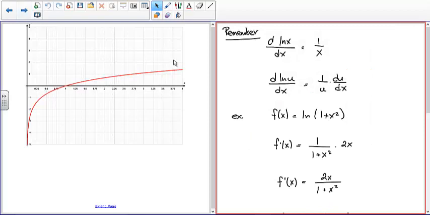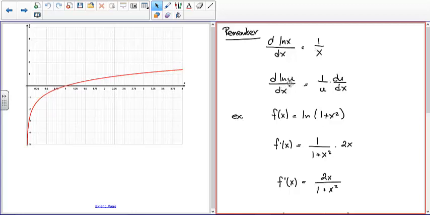What else? Because of the way we define the natural log, the derivative of the natural log is just 1 over x, because the integral of 1 over x is the natural log. So we define the function by the integral, and then we therefore had the rule for the derivative. The derivative of the natural log is 1 over x.